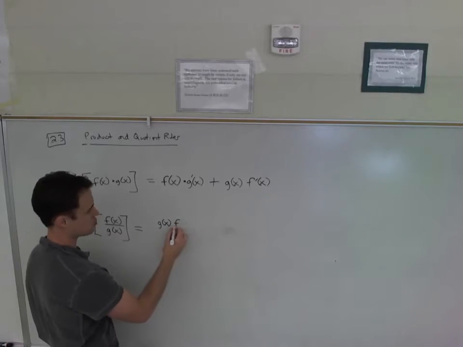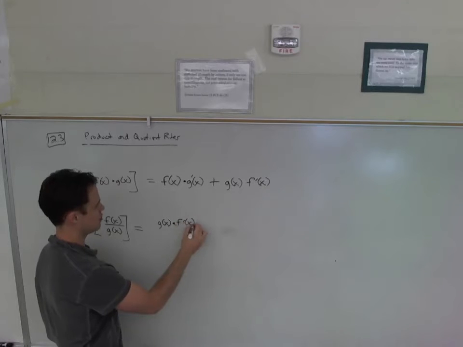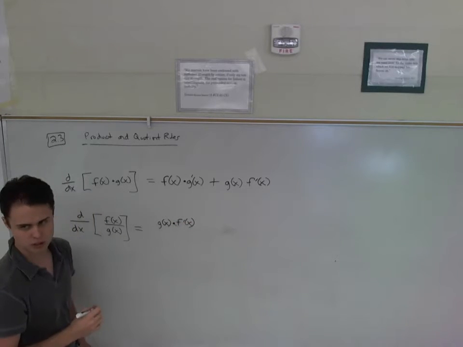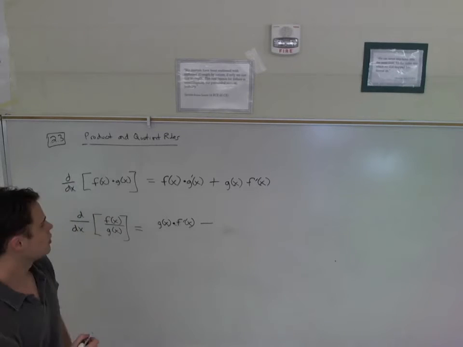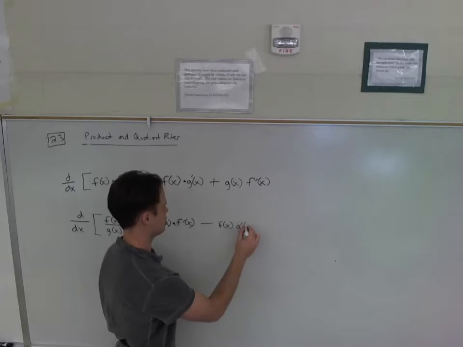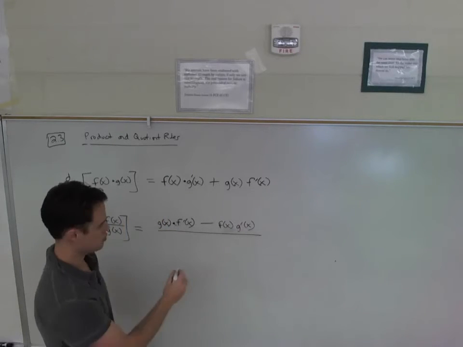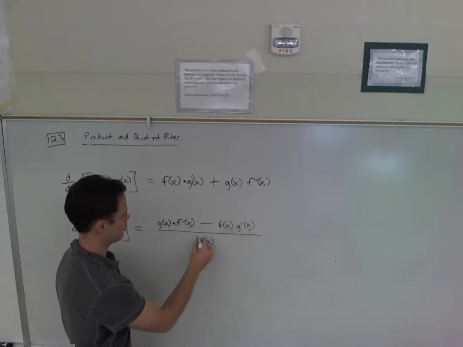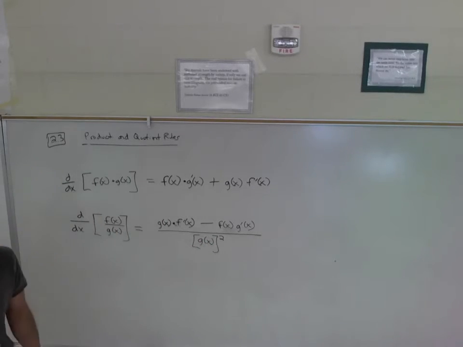This one's more particular. The quotient rule says you take the bottom times the derivative of the top. Then there's going to be a minus, so it matters which order you do it in. Then you take the top times the derivative of the bottom. And it's all over the bottom thing squared. The quotient rule is kind of a pain, so usually we try to avoid using it.